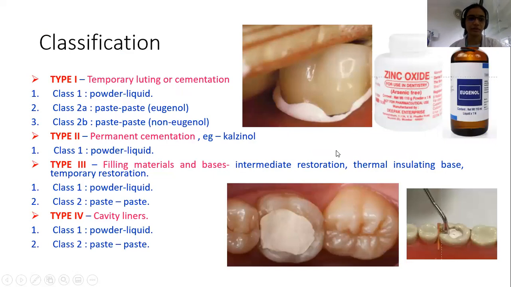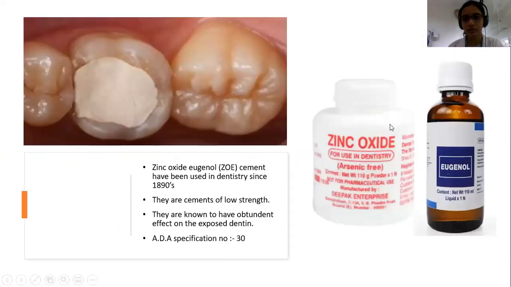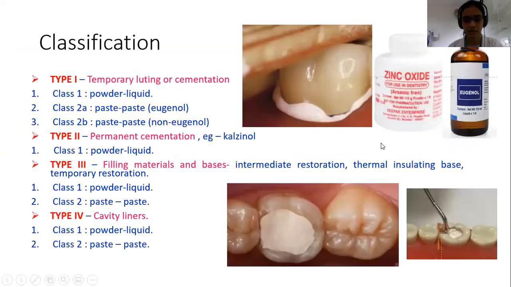Coming to the classification. The zinc oxide eugenols are classified into 4 types depending upon their use. They are classified as type 1 temporary luting or cementation, type 2 as permanent cementation, type 3 as filling materials and bases, and type 4 as cavity liners. Zinc oxide eugenol is available as a powder and liquid as well as in paste form. Mostly zinc oxide eugenol is used in its powder and liquid form.